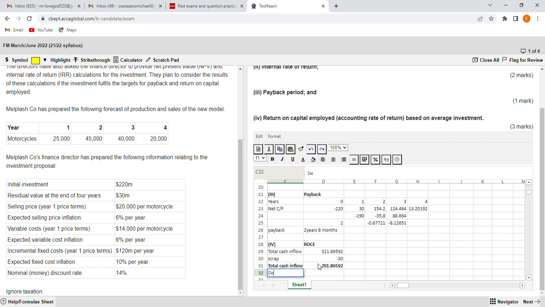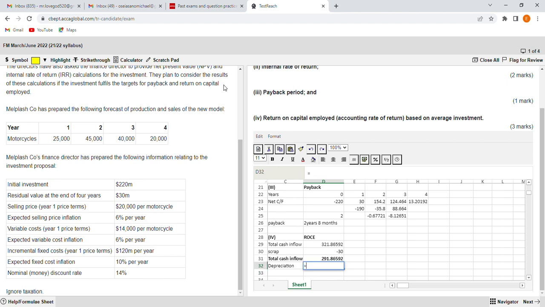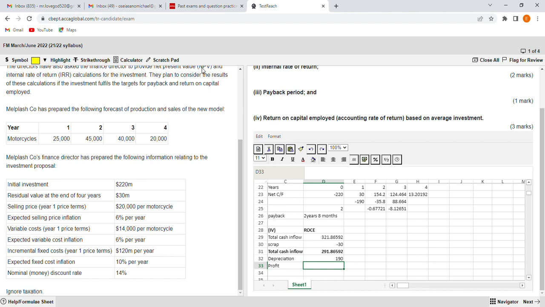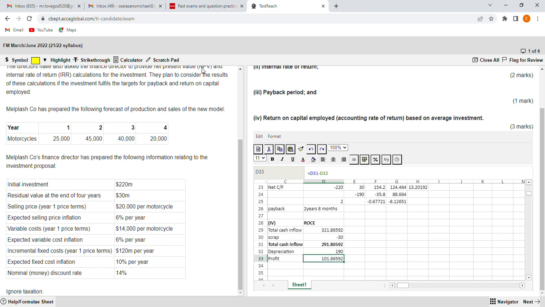Now we have the total depreciation. Your depreciation is the initial investment minus the scrap. So the initial investment, which is 220, minus the scrap, it is 30, so it is going to give you 190 depreciation. And now you have to find your accounting profit. The formula is in the capital and you can see it, but based on the question, this is how you set up your workings. So now your profit is the total cash flow minus your depreciation, accounting profit. So you are going to get 101.